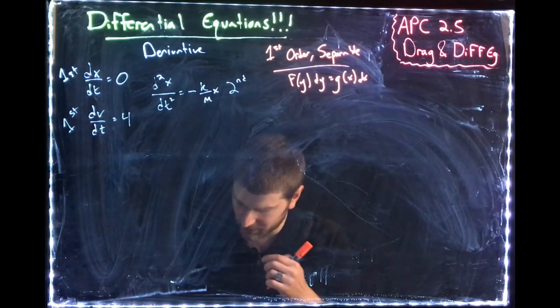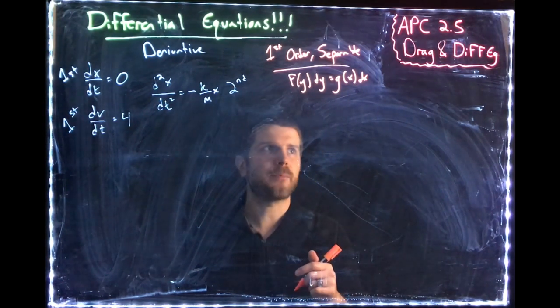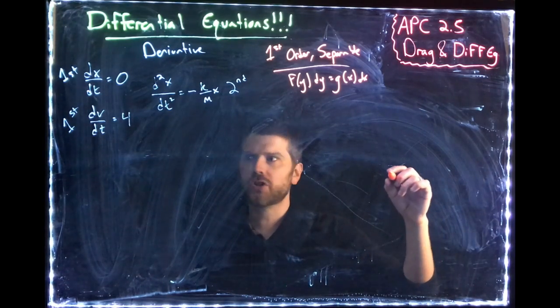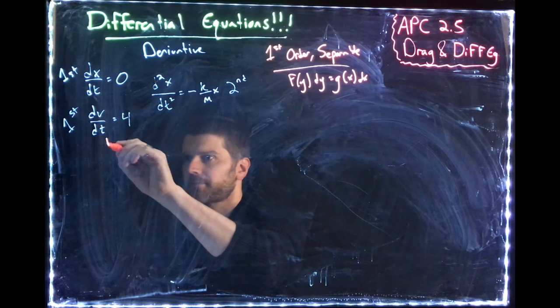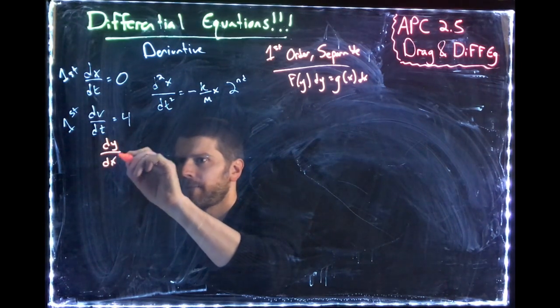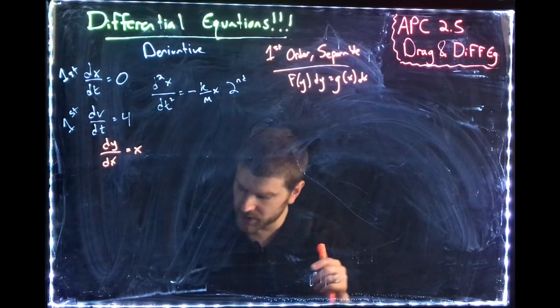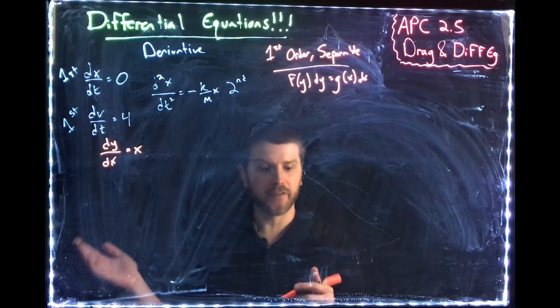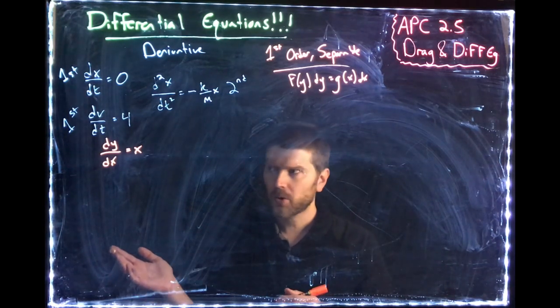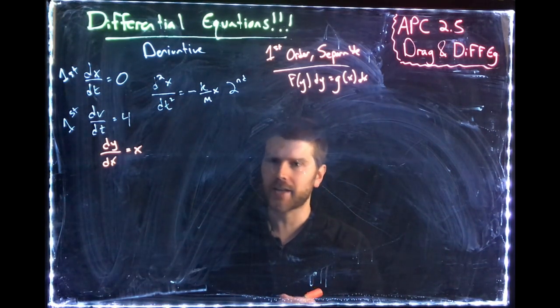So let's do a simple example. Let's try to solve a differential equation that looks like dy dx equals x. When we solve a differential equation, we're saying, what are all the possible functions y such that the derivative of y with respect to x equals x?